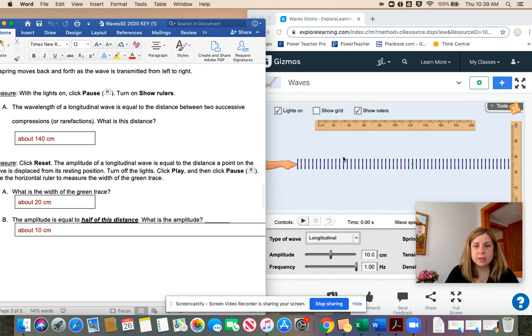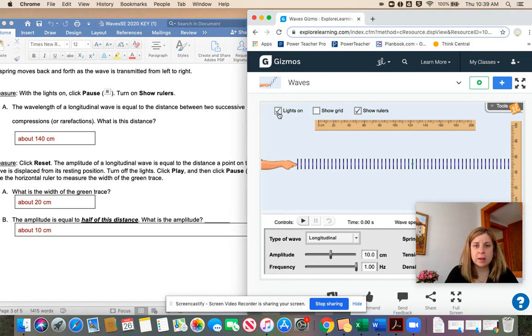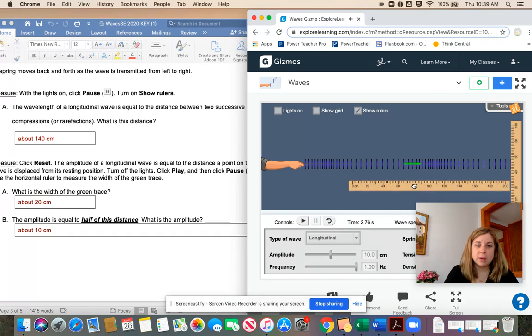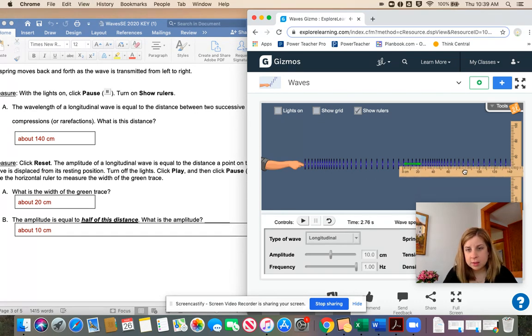So what we're going to do here is I'm going to take the lights off again. I'm going to press play, pause, and now it's saying what is the width of the green trace. So I bring my ruler down. That's about 20 centimeters. Now that would be from the whole wave. So from crest to trough, it would be the whole wave. So I have to take that in half. So the amplitude is actually 10 centimeters.